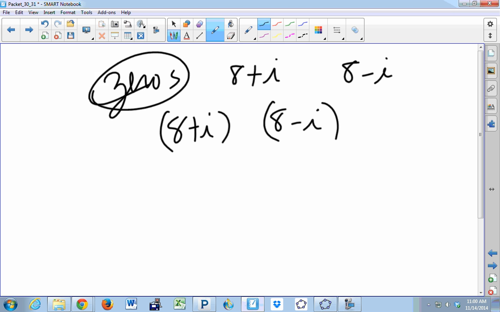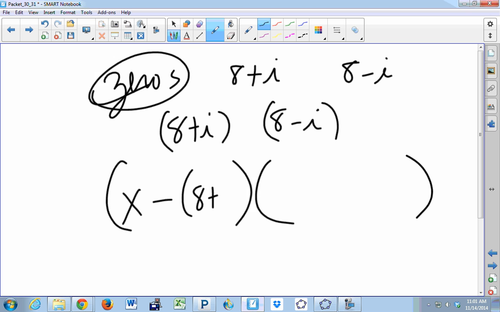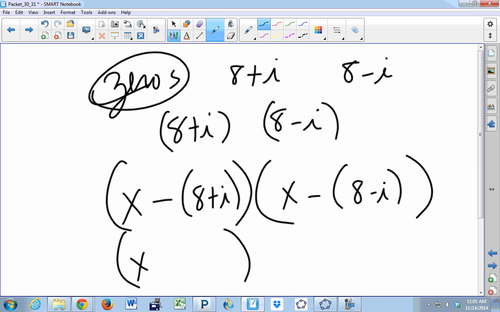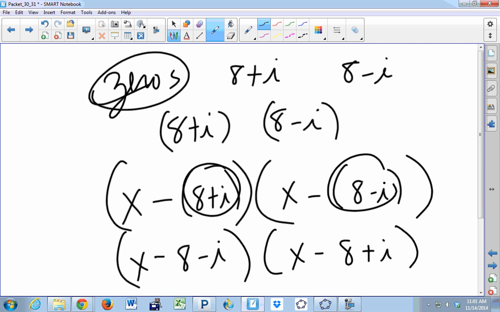Think of that as 8 and think of that as 10 if you want. It doesn't matter. When you write out your factors, you say x, take away this number, keep it in there, don't let it scare you, and then x, take away this number. And now when you drop your parentheses, you just have to remember to distribute the minus sign. So it looks like this. It's x take away 8, take away i, because you distribute the negative sign through here.